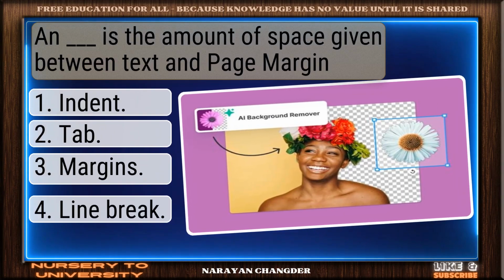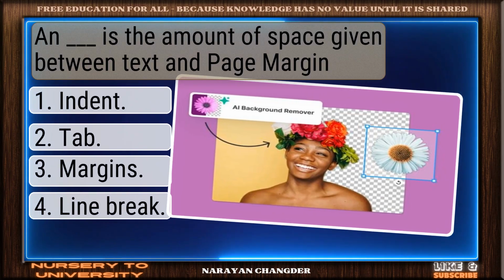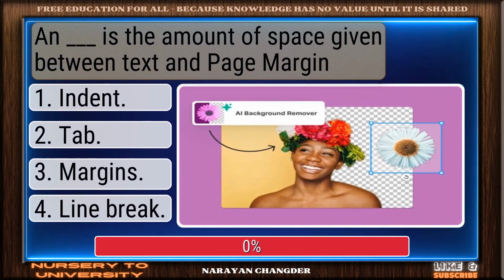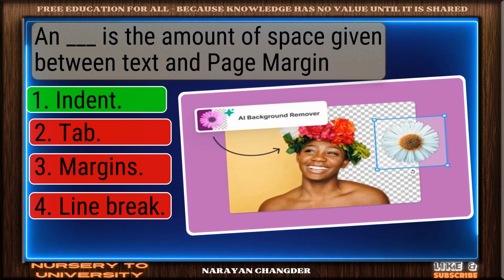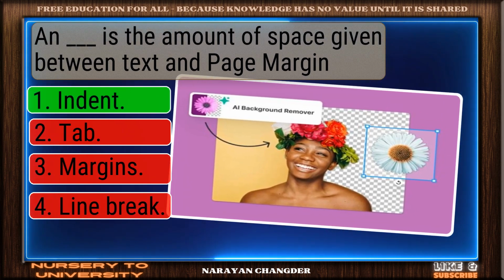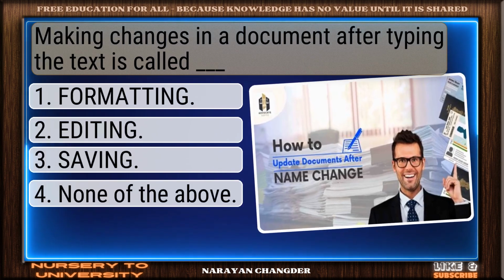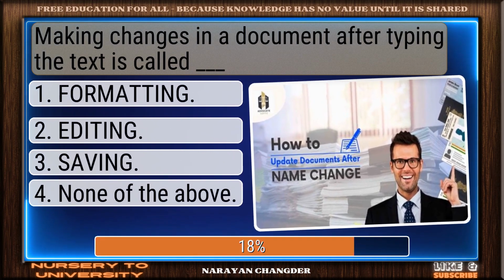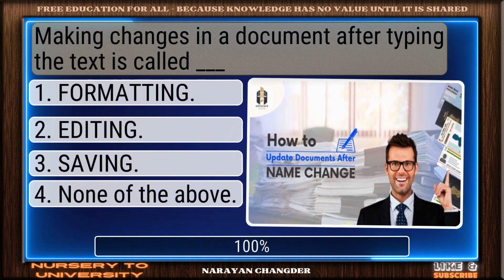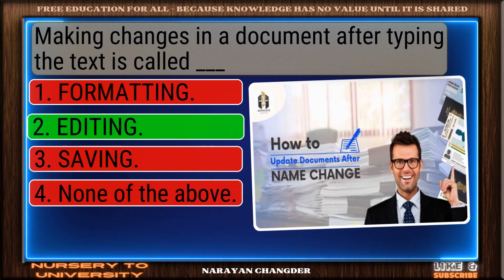And dash is the amount of space given between text and page margin. Clear logic. Your choice indent is sound and 100% true. Making changes in a document after typing the text is called dash. Correct. Editing is the right answer.